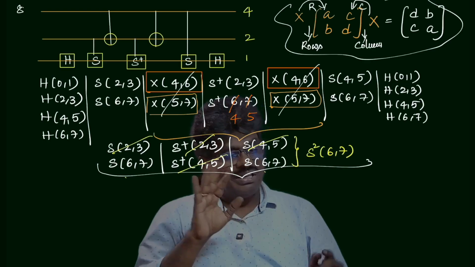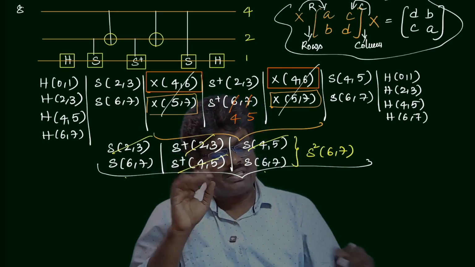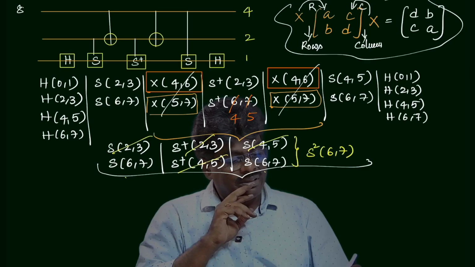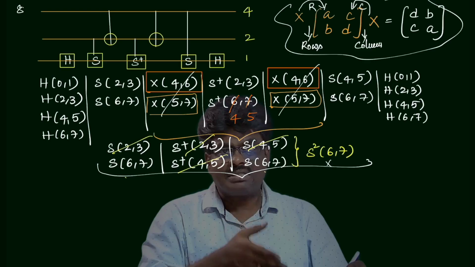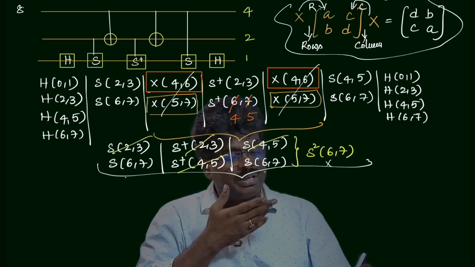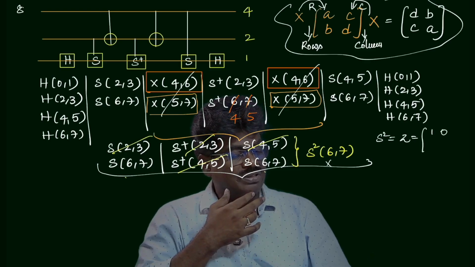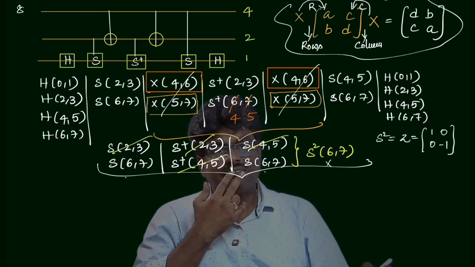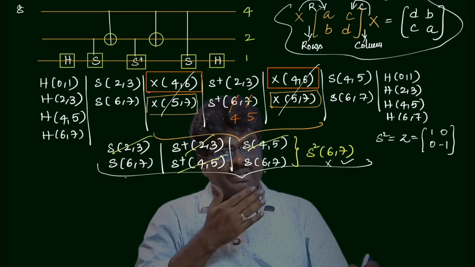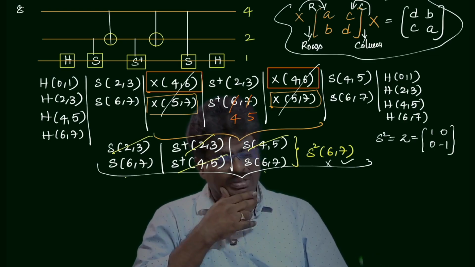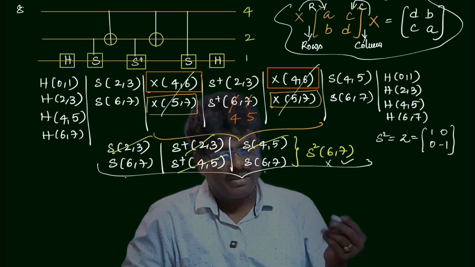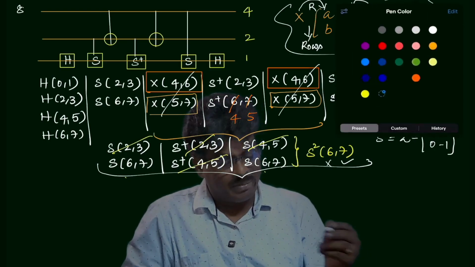That means it will affect only the 6 and 7 states. That too, if it is 6, no change, because S is a diagonal matrix. I hope you know S square is nothing but Z, which is 1 0 0 minus 1. So for the 7th state, if it is 7, you will get minus 1. Fine. Now let us proceed with the Hadamard operation.